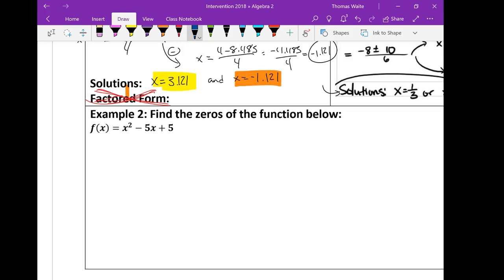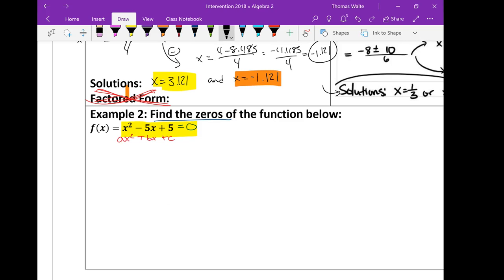f of x equals this. It says find the zeros of the function. So the zeros of a function are where a function is equal to 0. Now looking at this, I see we have a quadratic, x squared minus 5x plus 5 equal to 0. We know that we can solve this using our quadratic formula. To start us off, I write the general form underneath, ax squared plus bx plus c.